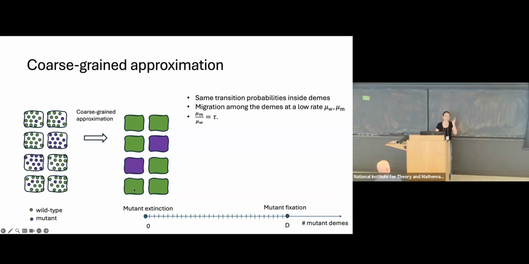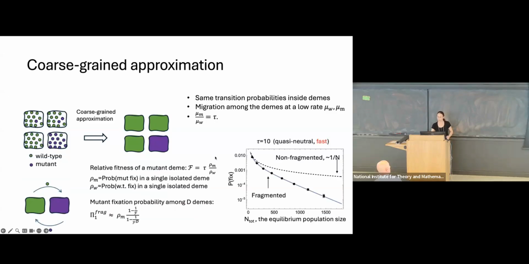So we only have one variable. We have to count how many purple islands we have. And this lives in 1D, and there are transitions in between. And we derive a very concise formula for this.